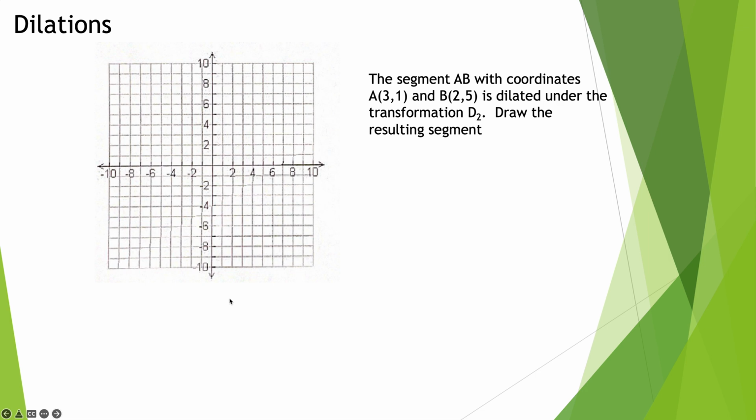Now let's talk dilations. When it comes to dilations, and remember, it's not dilations, it's dilations. Dilate is the word that you're working off of here. The segment AB with coordinates A(3, 1) and B(2, 5) is dilated under the transformation D2. Now, a dilation is the only one that's not an isometry.